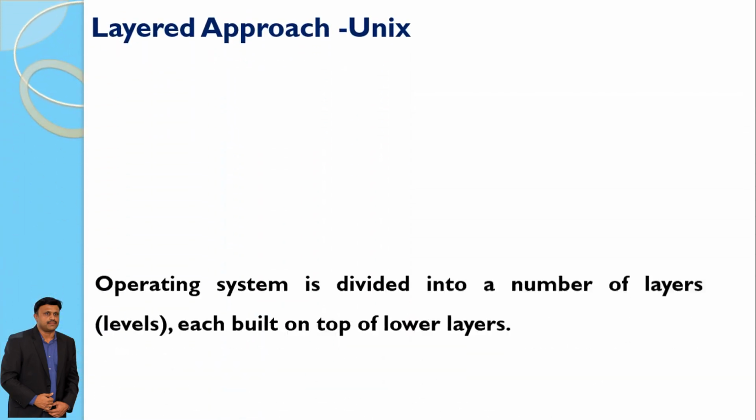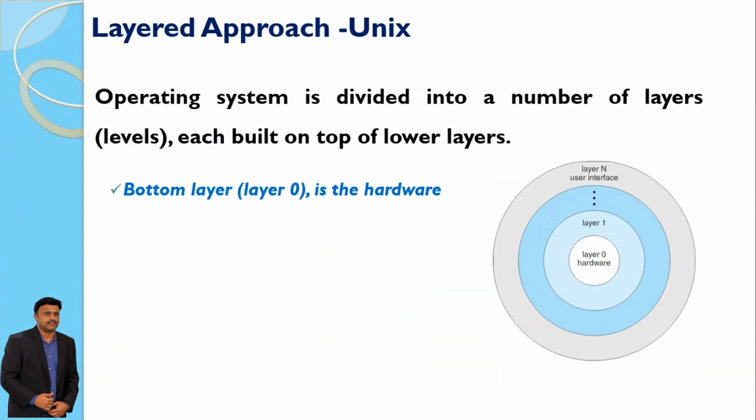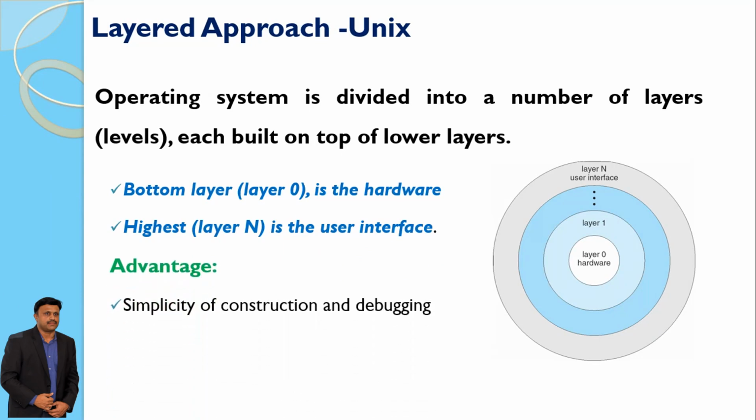Unix uses a layered approach, with each layer built on top of the lower ones. The bottom layer is the hardware, and the highest layer is the user interface. This structure simplifies construction and debugging.